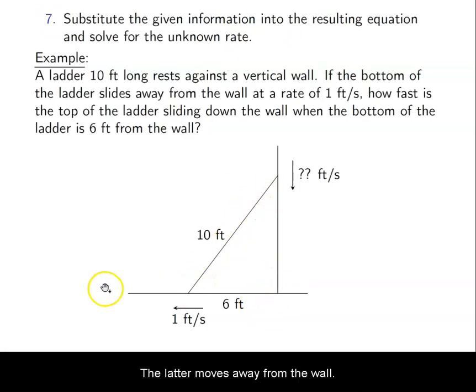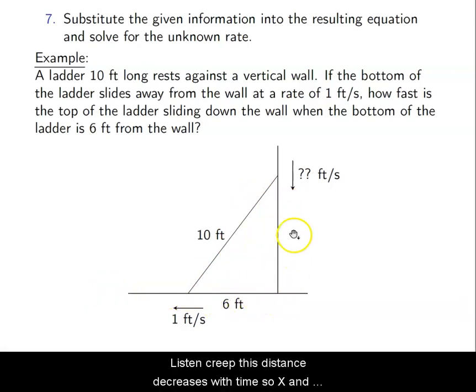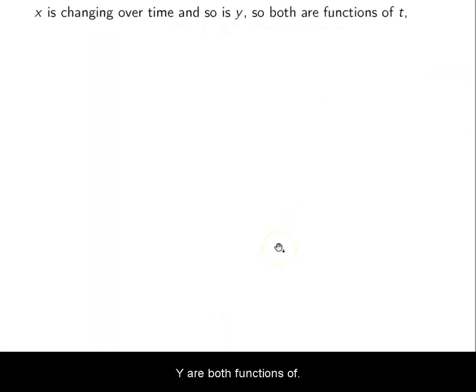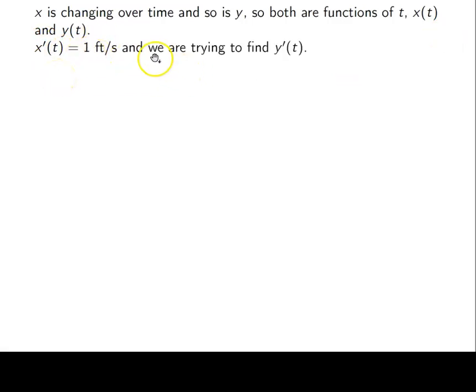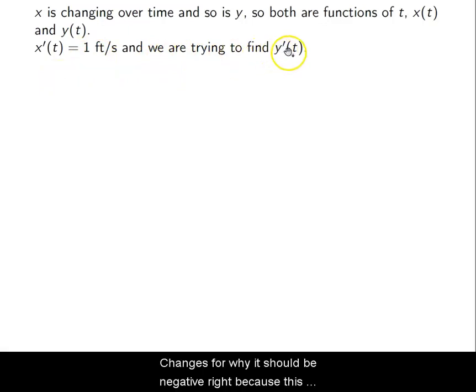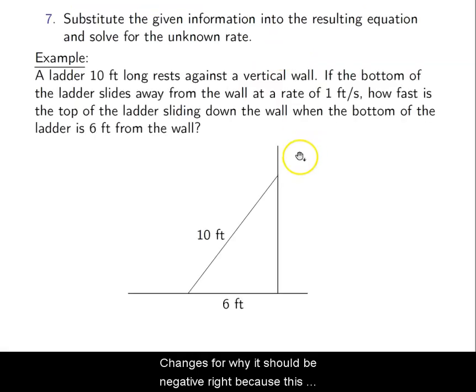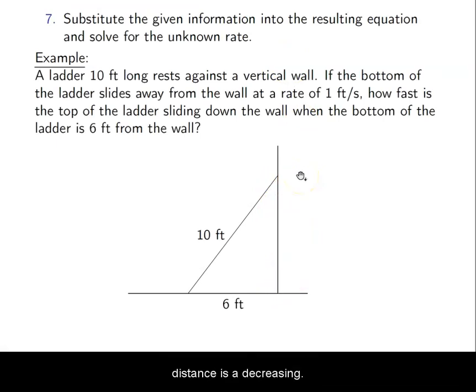The ladder moves away from the wall, and this distance increases with time. This distance decreases with time, so x and y are both functions of time, right? So I'll call those x of t and y of t. The derivative of x is 1 foot per second, positive, that's the rate of increase. I want to know the rate of change for y. It should be negative, right? Because this distance is a decreasing distance, moving downwards. So it should be a negative rate of change.